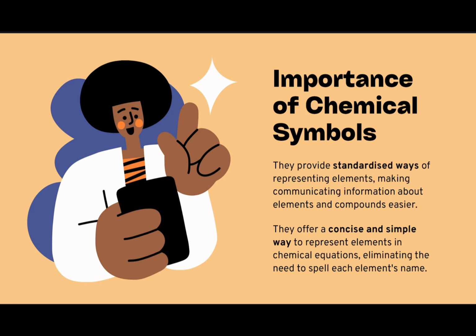Importance of chemical symbols. They provide standardized ways of representing elements, making communicating information about elements and compounds easier. They offer a concise and simple way to represent elements in chemical equations, eliminating the need to spell each element's name.